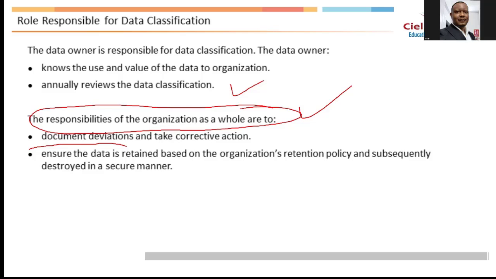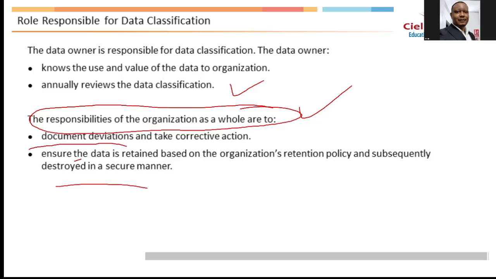The organization also has a responsibility to ensure that the data is retained based on the organization's retention policy and subsequently destroyed in a secure manner, making sure that the data does not stay beyond the amount of time that it should be retained based on your data retention policy, and is securely destroyed when it is no longer needed. Let's say, for example, a company might retain an employee's record for 7 years, after which they must securely delete that particular record in order to prevent potential leaks.